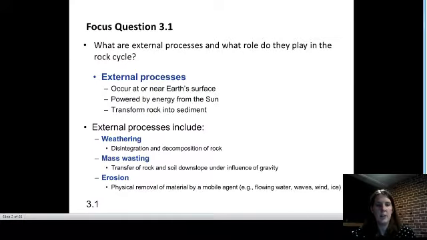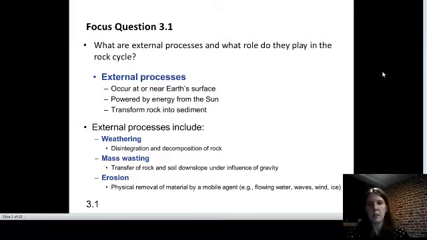So first, just a couple focus questions. What are external processes and what role do they play on the rock cycle? So an external process is a process that occurs at or near the Earth's surface. So it's a process that is not instigated within the Earth. It is something that's happening to the Earth. External processes are powered by energy from the sun, and they are what transform rock into sediment.